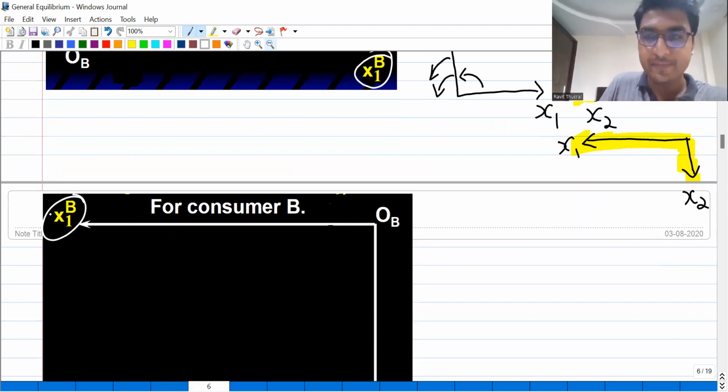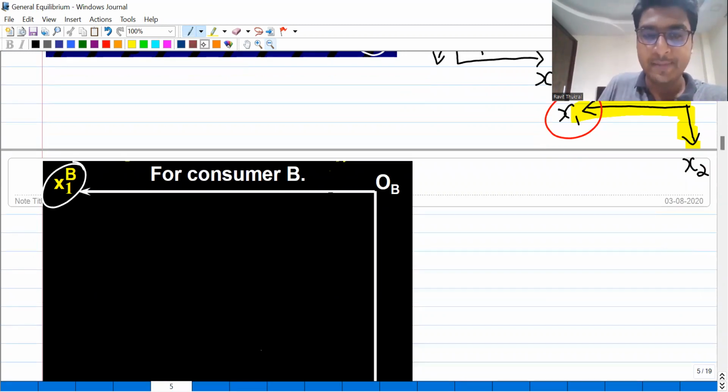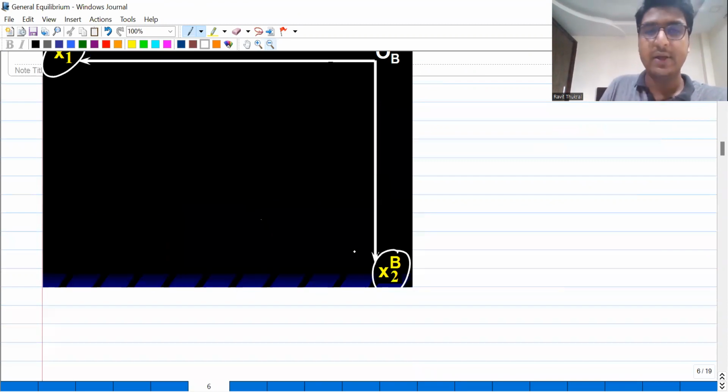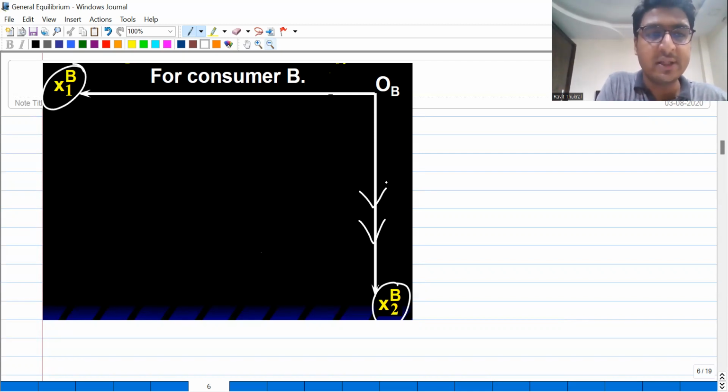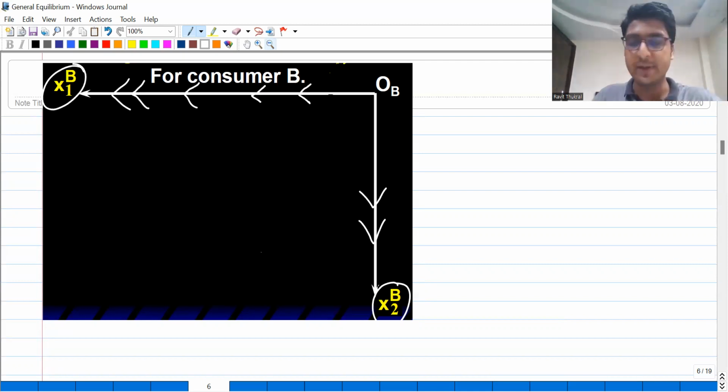So finally x1 is here and x2 is here. Okay, so x2 is on the vertical axis and it is increasing in the downward direction, and x1 for consumer B is increasing in the left direction after flipping the commodity space.